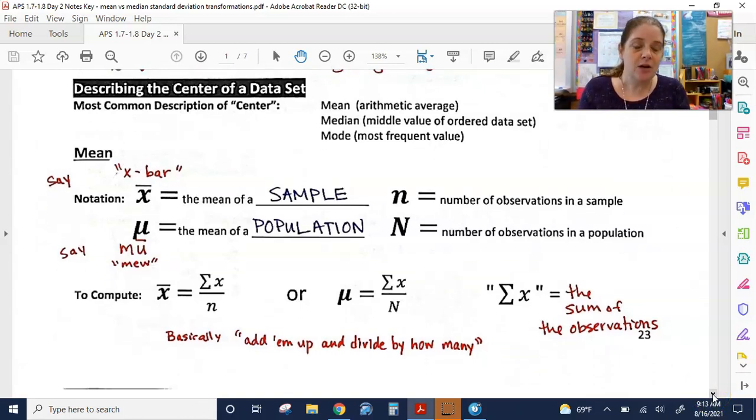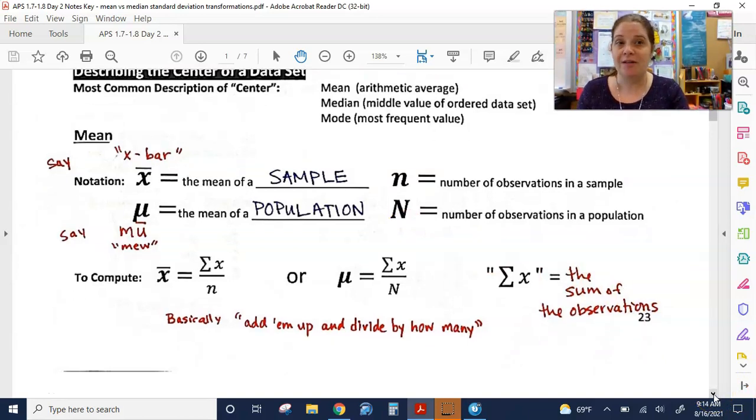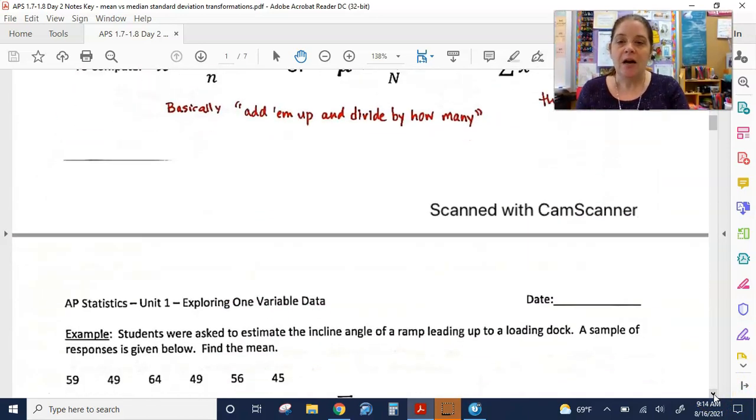To compute a mean, it doesn't matter if you're talking about a sample or a population, you basically add them up and divide by how many there are. If you see that sigma x, that means the sum of all of the observations. So you add them all up, divide by how many. Just another clarification, we typically use lowercase n for sample size, and capital N for the number of observations in a population.